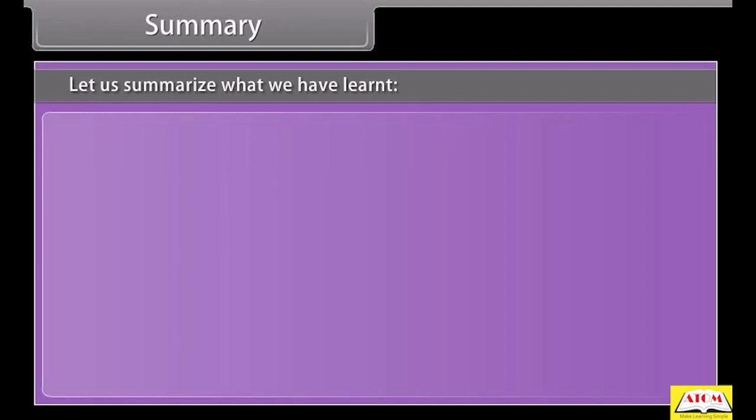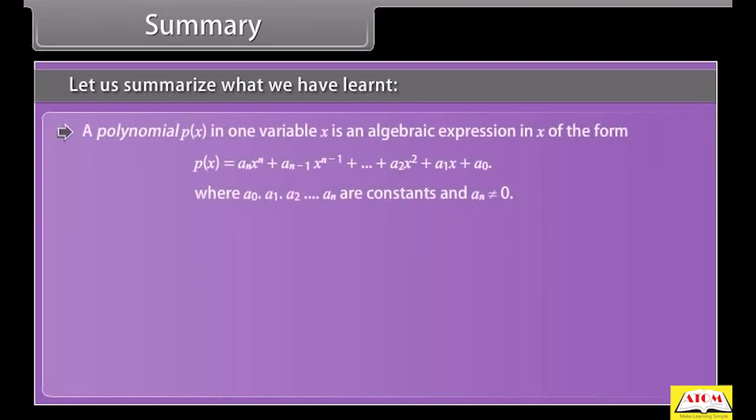Summary. Let us summarize what we have learned. A polynomial p(x) in one variable x is an algebraic expression in x of the form p(x) = a_n x^n + a_(n-1) x^(n-1) + ... + a_2 x^2 + a_1 x + a_0, where a_0, a_1, a_2 and so on till a_n are constants and a_n is not equal to 0.